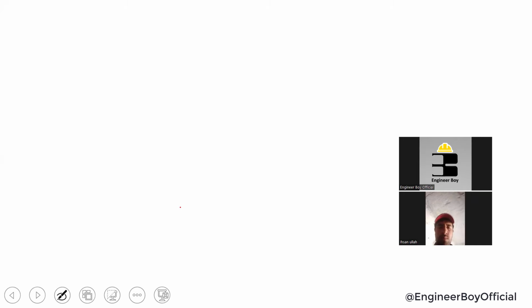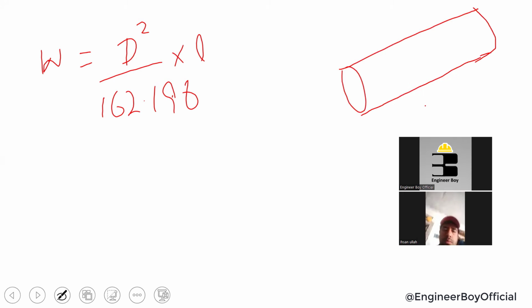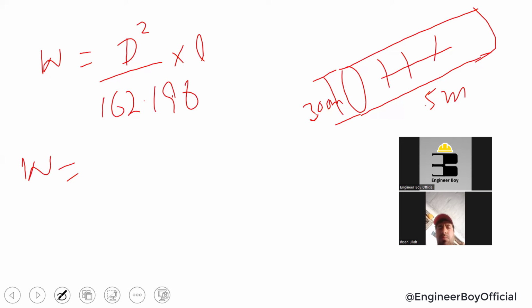We will use a formula for weight, which is d squared by 162.198 times the length. Let's say we have the same bar, so we can confirm whether the weight is the same or not. If we have 5 meters and 30 centimeter diameter, and we are asked to work out its weight, the important thing is that the diameter should be in mm and the length should be in meters. You should know about this, okay?